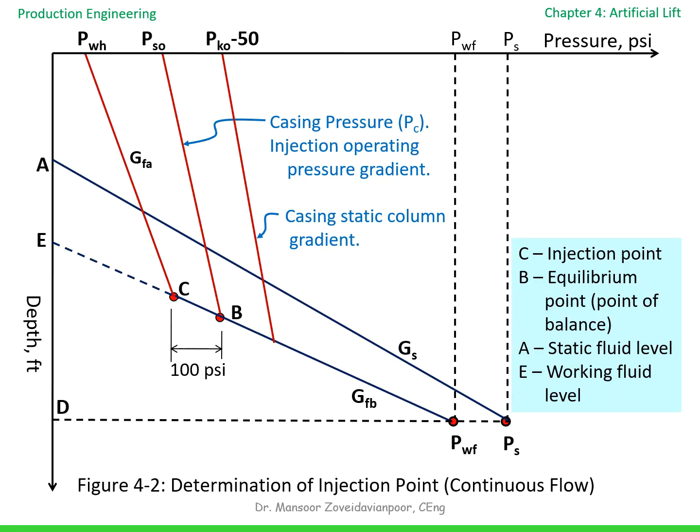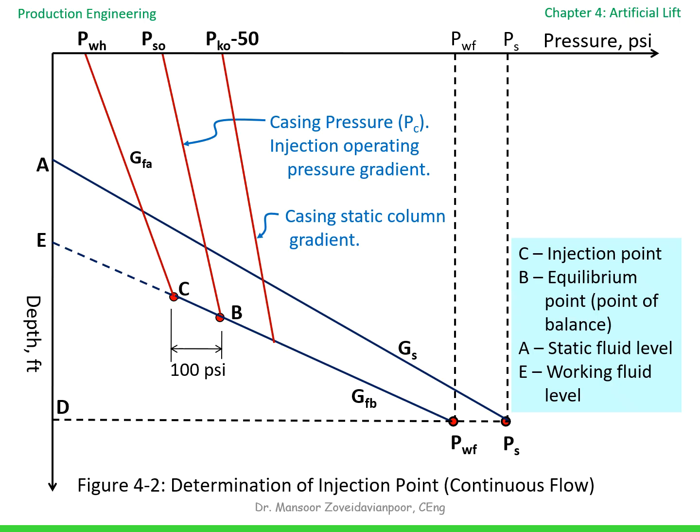This slide is where everything comes together. Let's imagine we are designing a gas lift system for a real well. We start with the reservoir pressure, PS, and the flowing bottom hole pressure, PWF. From these values, we establish the pressure gradients inside the well. The line GS represents the static fluid column, while GFB represents the pressure profile during production. Next, we draw the operating casing pressure gradient. Where this line intersects GFB, we get point B, the point of balance. At point B, tubing pressure and casing pressure are equal.